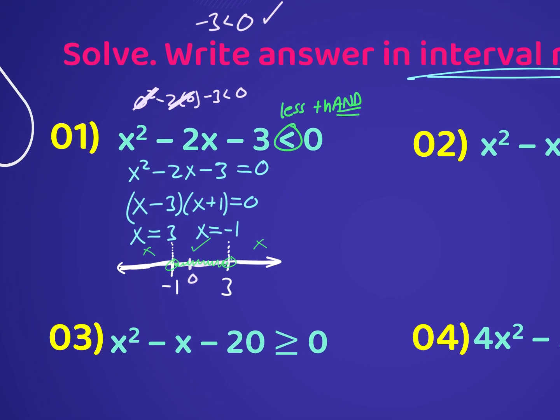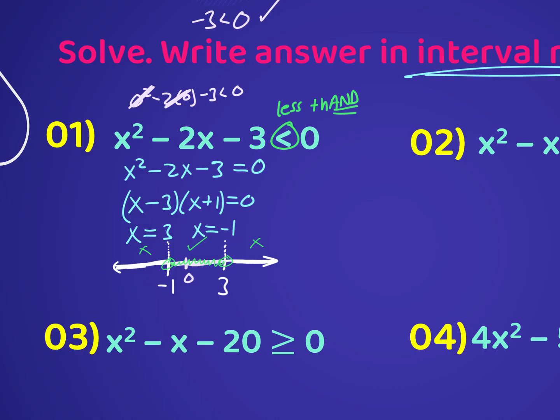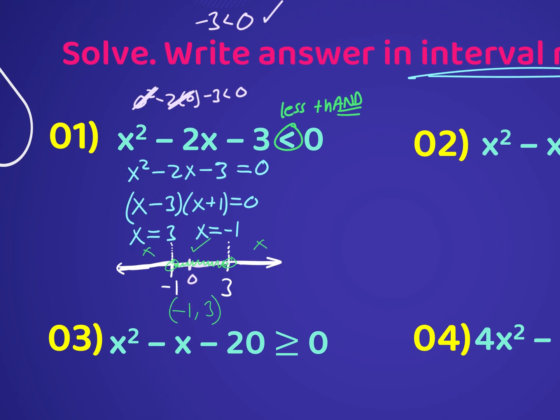Now writing this answer in interval notation is going to go from left to right, from negative 1 to 3. I'm going to have parentheses around these because I have open circles. What this is saying, just like we learned in the previous lesson, is that any value from negative 1 to 3 is a valid answer, but not including those two answers.